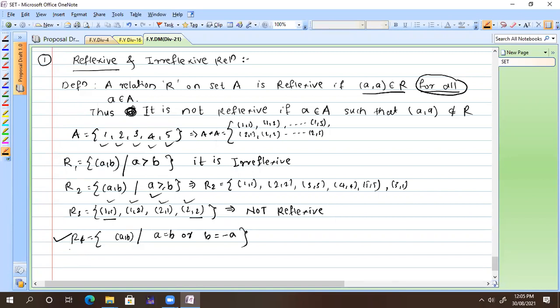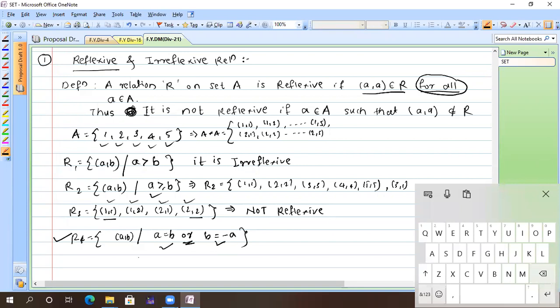Okay, good. Now tell me whether this relation is reflexive or not. Yes, it is reflexive. See how: we have or here. Or means either this condition is satisfied or that condition is satisfied. Here 1 is equal to 1, so would (1, 1) be a part of R4? Yes. What about (2, 2)? Yes. (3, 3)? Yes. What about (4, 4) and (5, 5)? Everything is there. Therefore, it is reflexive.